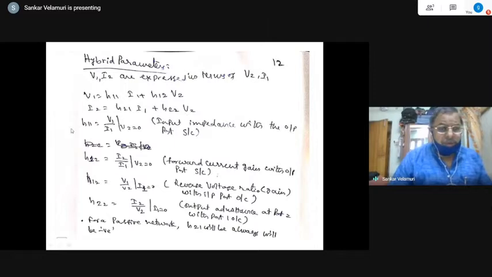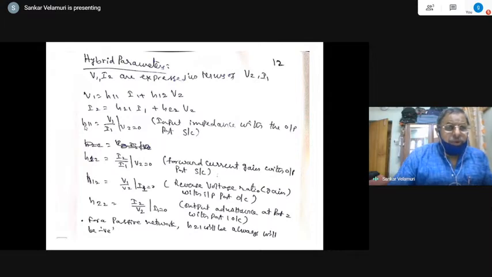Then hybrid parameters. So far we have discussed the impedance parameters and ABCD parameters. In one case, that is open circuit parameters, V1, V2 are expressed in terms of I1, I2. Short circuit parameters, I1, I2 are expressed in terms of V1, V2. Now the third one, ABCD parameters, the source voltage and current, that is V1 and I1, are expressed in terms of the receiving end.